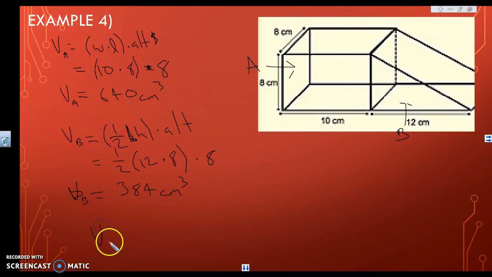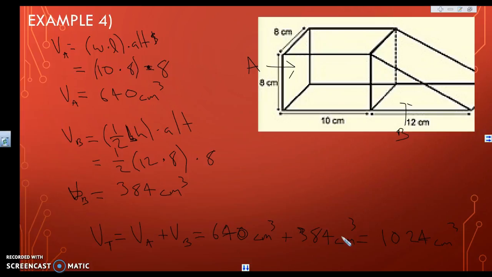So we want to find the total volume of this composite figure, which is equal to the sum of the volume of figure A plus the volume of figure B. So we go ahead and add those up. Volume of figure A was 640 centimeters cubed, plus volume of figure B, which is 384 centimeters cubed. When we add those two numbers together, 384 plus 640, we get 1,024 centimeters cubed, or cubic centimeters is another way to pronounce that. So that is our answer.